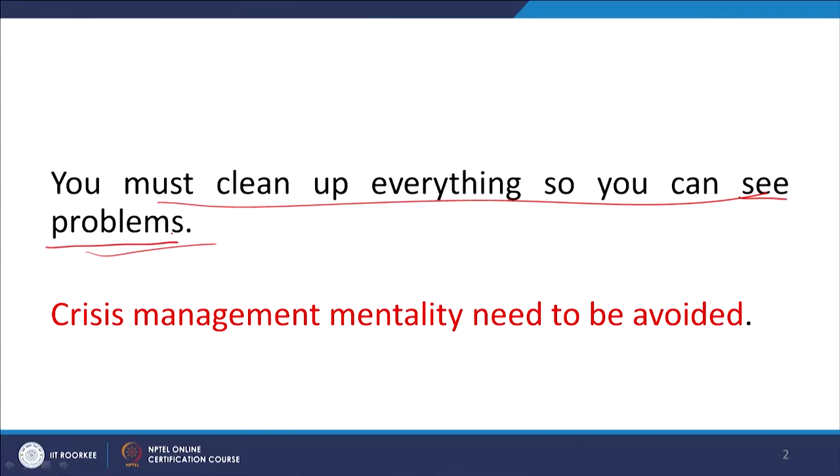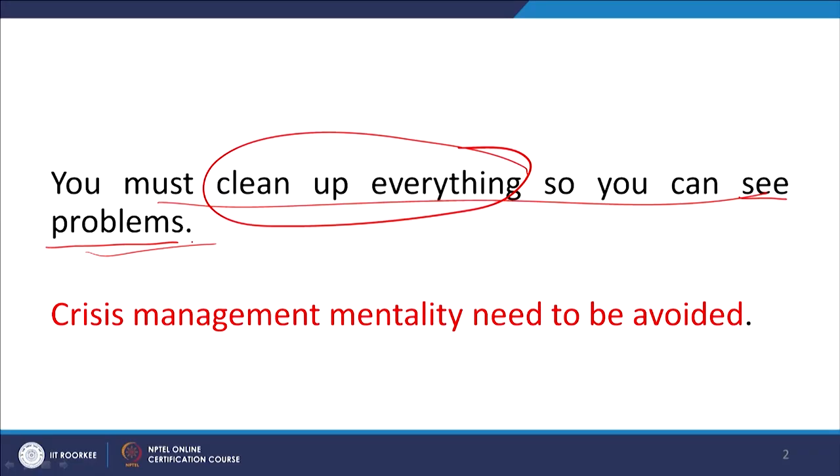So the whole idea of Toyota Production System is to improve our process so that you can produce the right product. And therefore, it says clean up everything, and this cleaning up everything will help you in seeing the problem. So when you are able to create a clean environment, a clean workplace, it will help you in getting the problems immediately. Even the smallest problem, the tiniest problem, will be noticed.